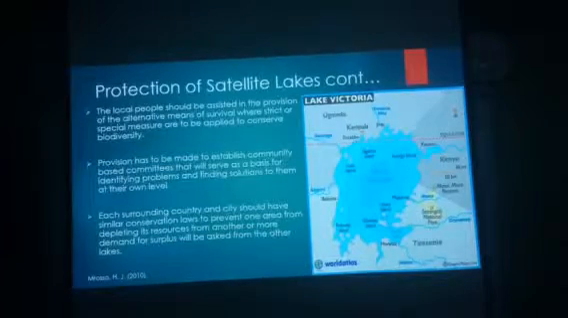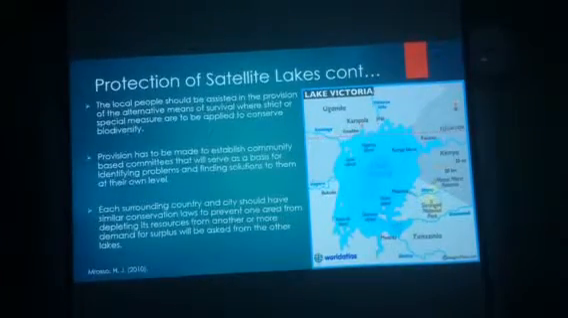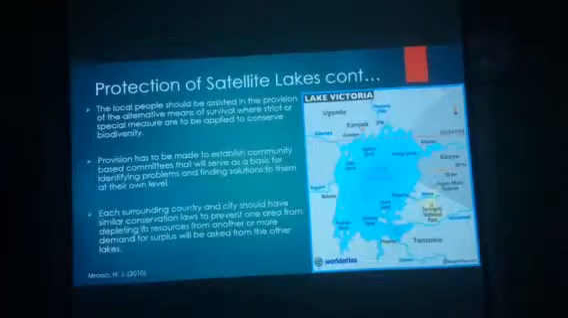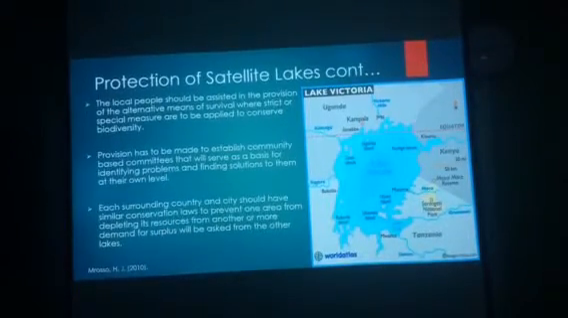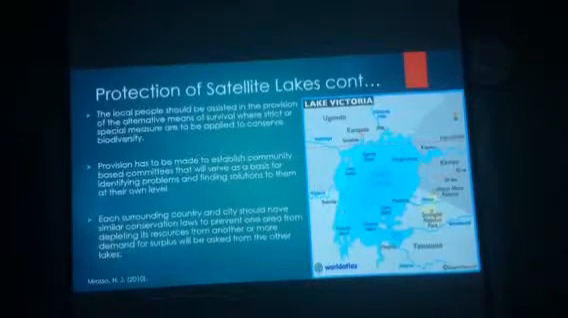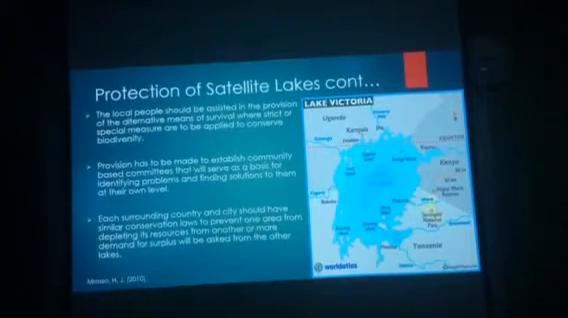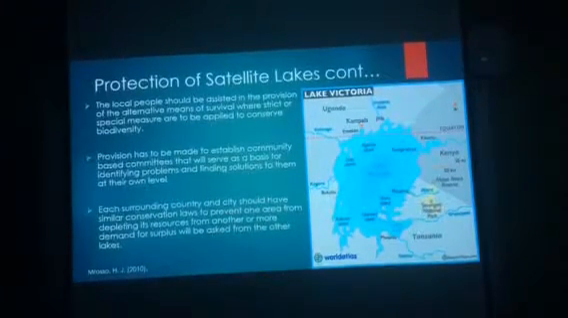Provisions have to be made to establish community-based committees that will serve as a basis for the identification of problems and finding solutions to them at their own level. Each surrounding country and city should have similar conservation laws to prevent one area from depleting its resources from another, or more demand for surplus will be asked from the other's lakes.